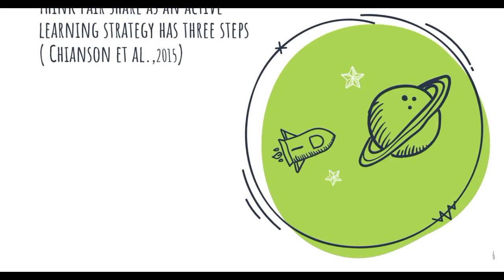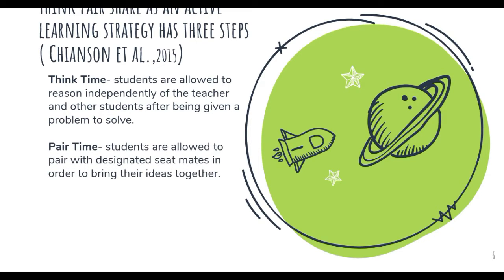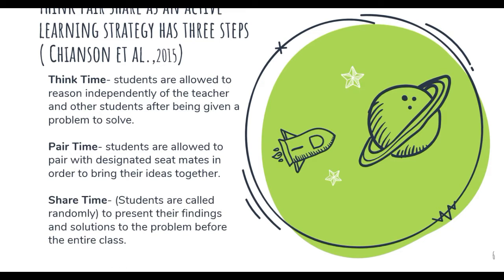So Think, Pair, Share strategy as an active learning strategy has 3 steps. We have think time. The students are allowed to reason independently of the teacher and other students after being given a problem to solve. Second, pair time. Students are allowed to pair with designated seatmates in order to bring their ideas together. And lastly, share time. The students are called randomly to present their findings and solutions to the problem before the entire class.